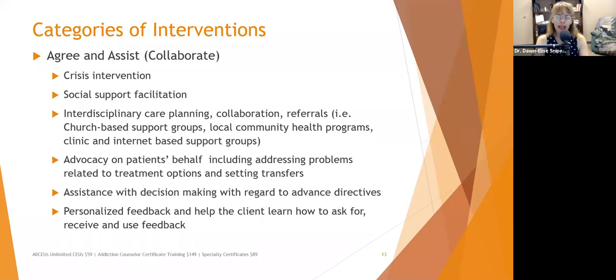Assistance with decision-making with regard to advanced directives, helping them fill out that paperwork, and providing personalized feedback and help the client learn to ask for, receive, and use feedback. Those are 3 different tasks there. They may ask for help, but then they don't want to hear it. Or they may ask for it and they hear it, but then they don't do anything with it. So we want to help them figure out how to ask, hear, and use the information they need.